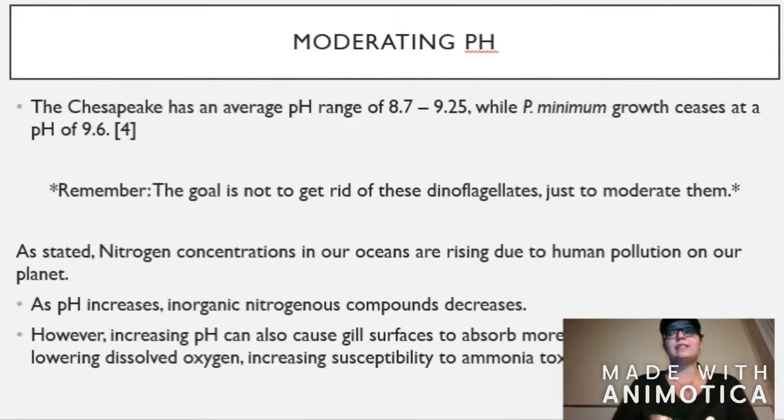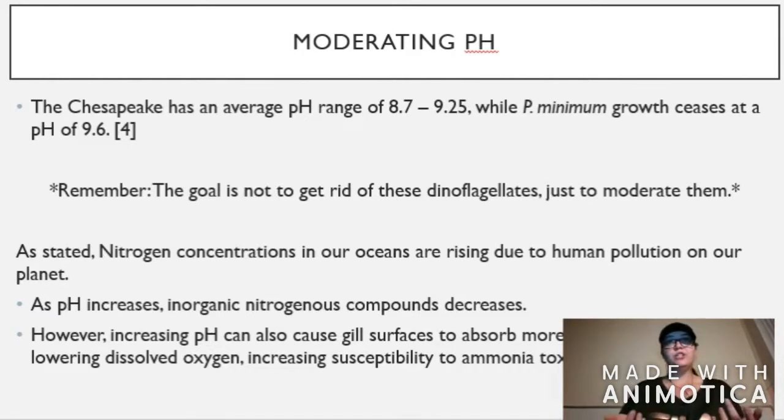Another solution is moderating pH. Now, the Chesapeake Bay has an average pH range of 8.7 to 9.25, while P. minimum growth ceases at a pH of 9.6. That is quite close to what P. minimum can reach before it ceases growing and existing. Now remember, the goal is not to get rid of these dinoflagellates, it's just to moderate them.